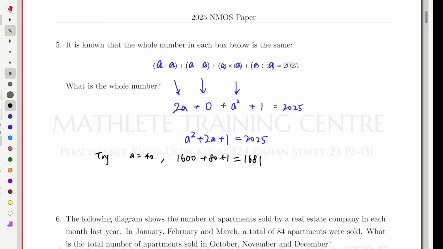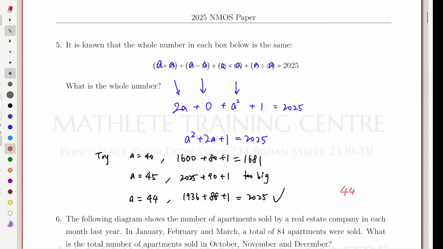So when we continue our guess and check, we see that if we try A equals 45, then what you have is 45 squared is 2025 plus 90 plus 1. That's too big. So what number do we try? Well, I see a lot of you actually have sent me the correct answer in the chat already. The answer is A equals 44. When you try A to be 44, you will get 1936 plus 88 plus 1, and that is 2025. That is the correct answer. So the answer is 44.